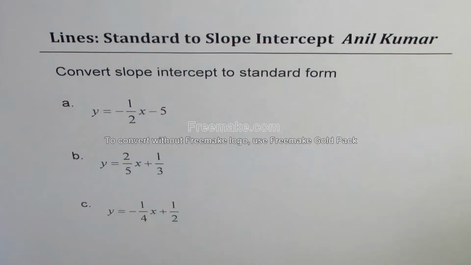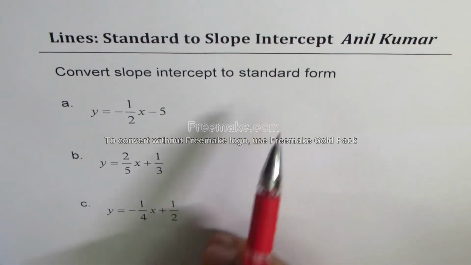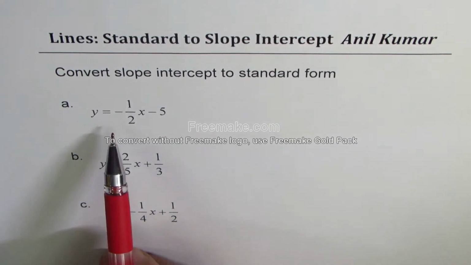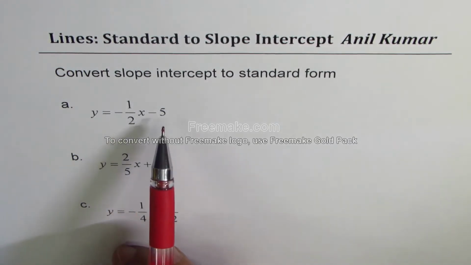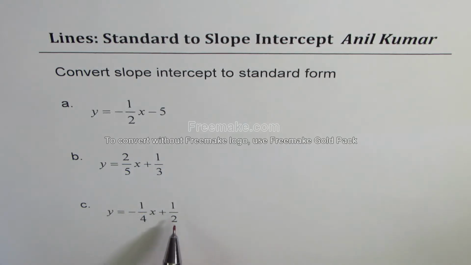Let's continue and practice how to convert slope-intercept form to standard form, right? So we have 3 more examples here. y equals minus half x minus 5, y equals 2 over 5 x plus 1 over 3, and y equals minus 1 over 4 x plus half. You can pause the video, solve the question, and then look into my suggestions.